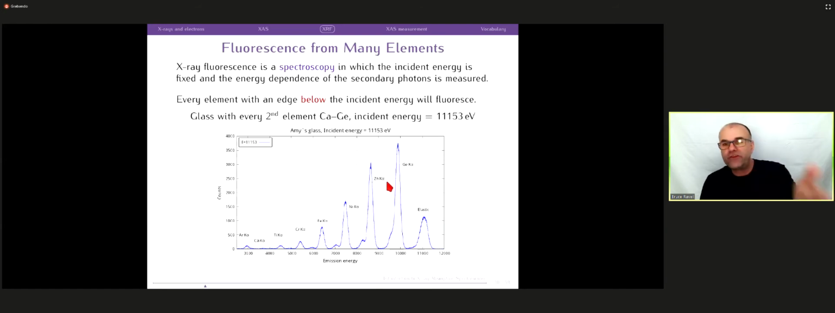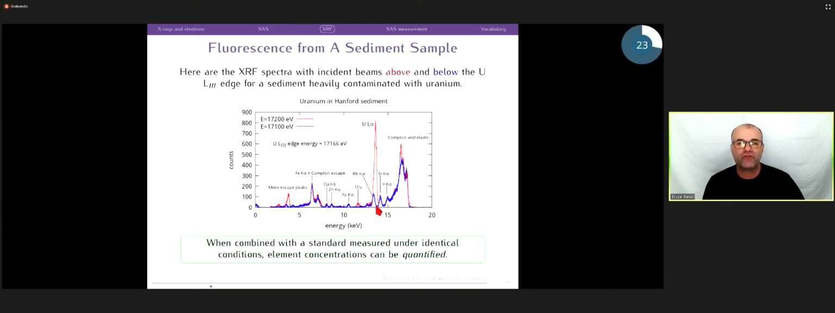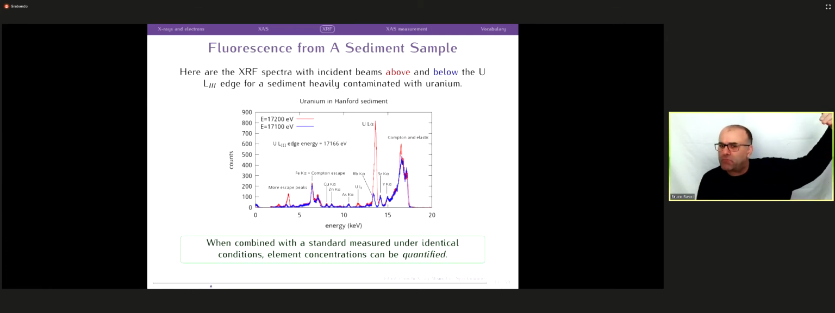So this isn't a very interesting sample because it was made to a certain specification. That is, I already know what this sample is. But let's look at something a bit more interesting. Here is a bit of soil from a place in the north, a laboratory called Hanford, which is in the state of Washington, in the northwest part of the United States.